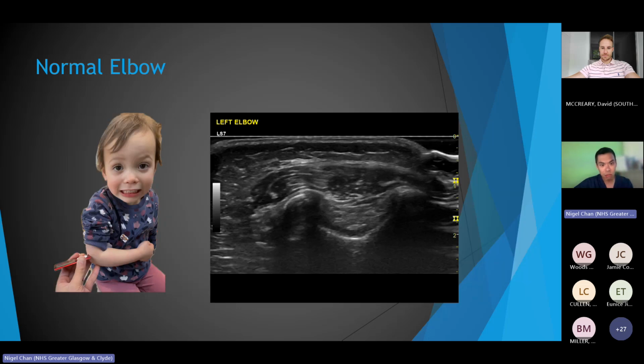And this is just rotating your transducer 90 degrees, looking at it in a short axis. So again, skin, soft tissue, this is the lateral epicondyle, medial, and this is the groove, and this is the fat pad sitting nicely within that fossa. Okay, so that's what normal should look like.